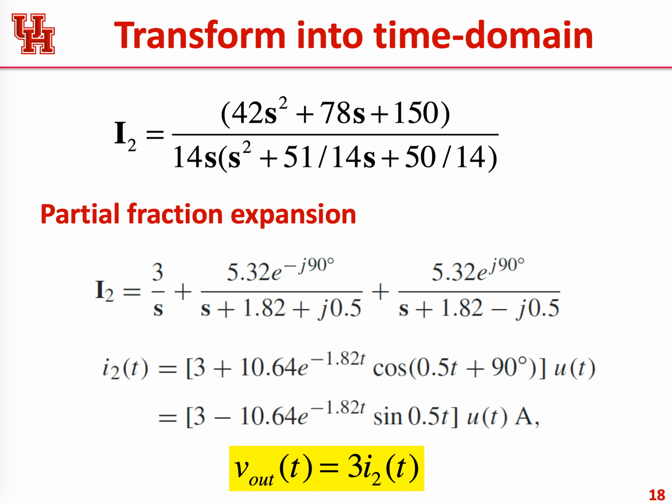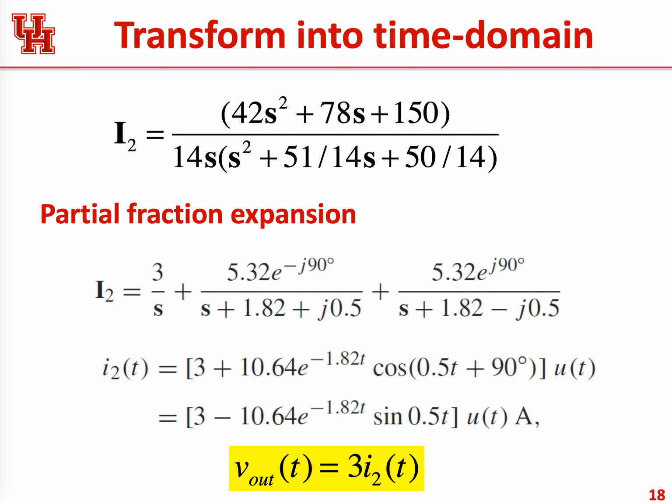So basically, the V out of t is going to be 3 times I2. So using the Laplace transform, we ran into messy algebra, so this is not going to be uncommon. We have to be careful, and somehow we need to muddle our way through that.